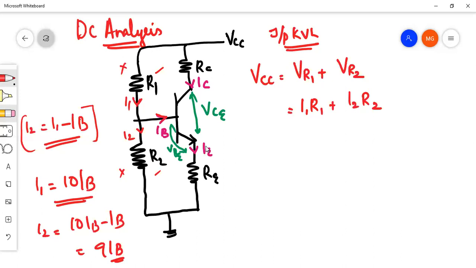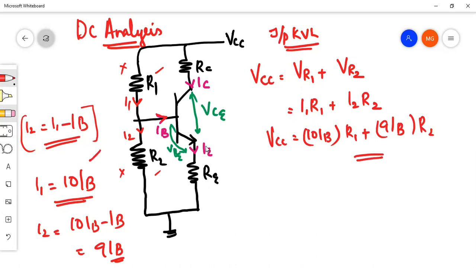So this equation can be modified. VCC equals I1, which is 10 times IB, into R1, plus I2, which is 9 times IB, into R2. But remember the fact that I1 is 10 times IB and I2 is 9 times IB. This is equation number 1.